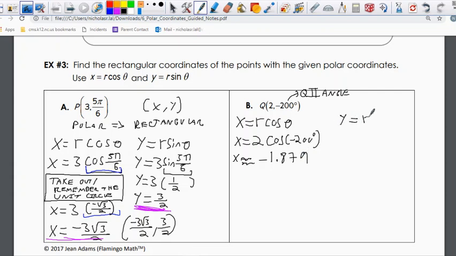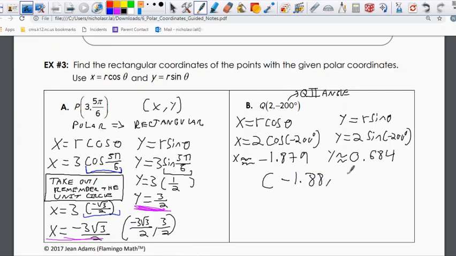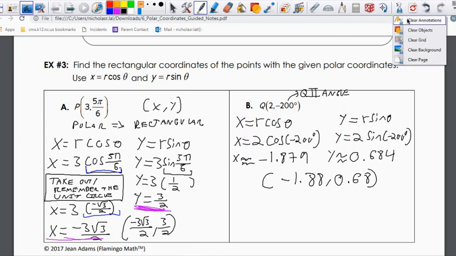Y is equal to r times the sine of theta. Y is equal to 2 times the sine of negative 200. So y is approximately equal to 0.684. So we are going to have coordinates of negative 1.88 and 0.68. All right.